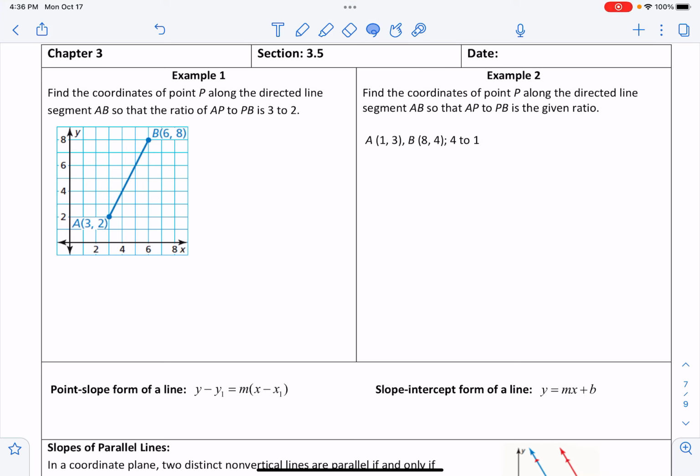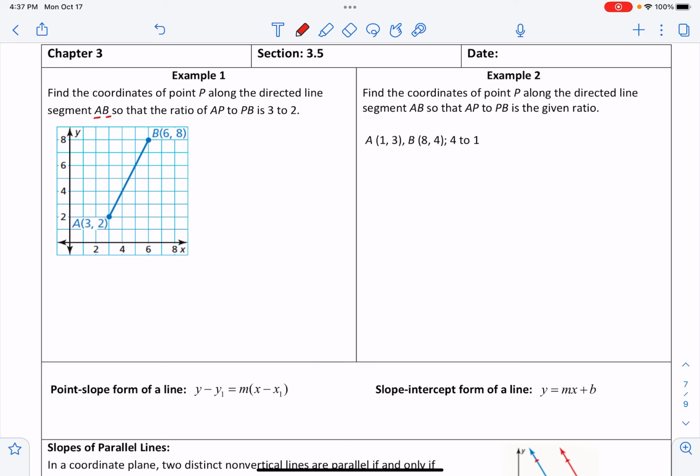Hi everybody, these are the chapter 3.5 notes for today. What we want to do is find the coordinates of point P along the directed line segment. A directed line segment is a line segment that has a specific direction. So what that means is, for directed line segment AB, we start at A and we move towards B. We always want to start with the letter that it tells us and then move towards the next, so start with A and move towards B.